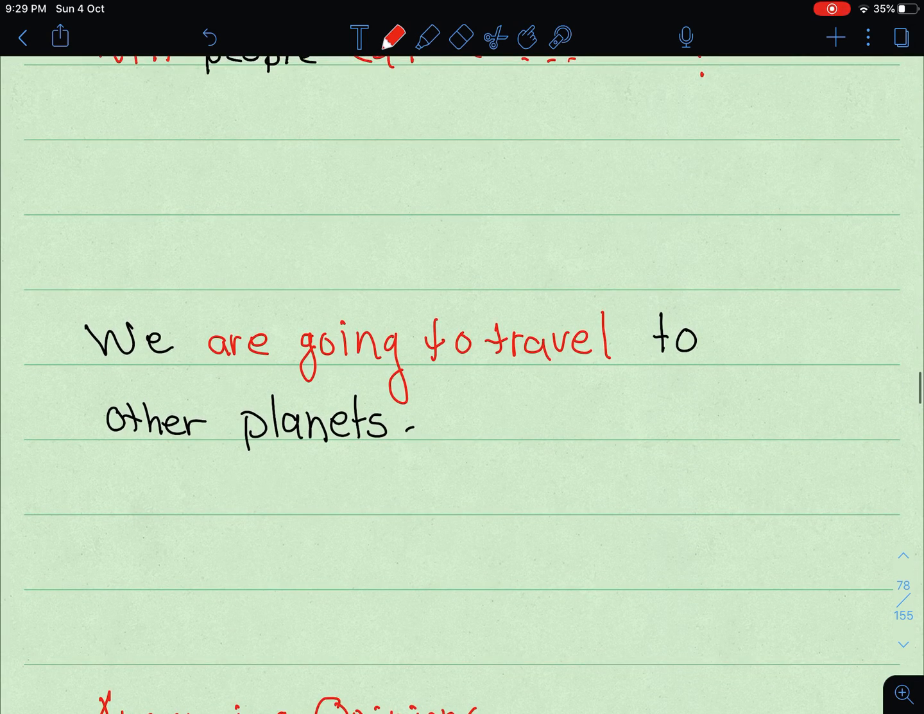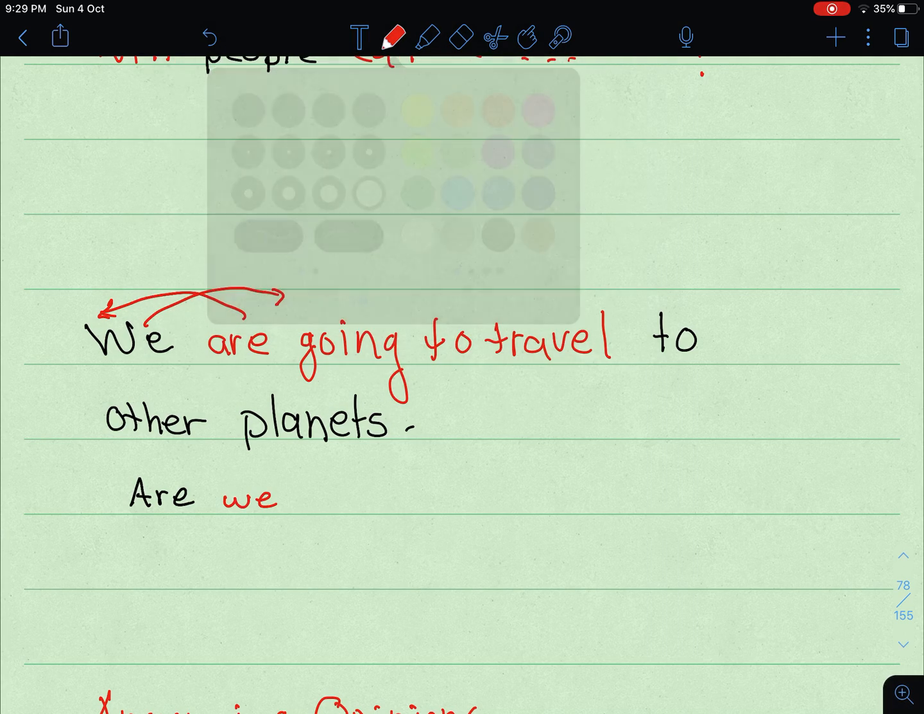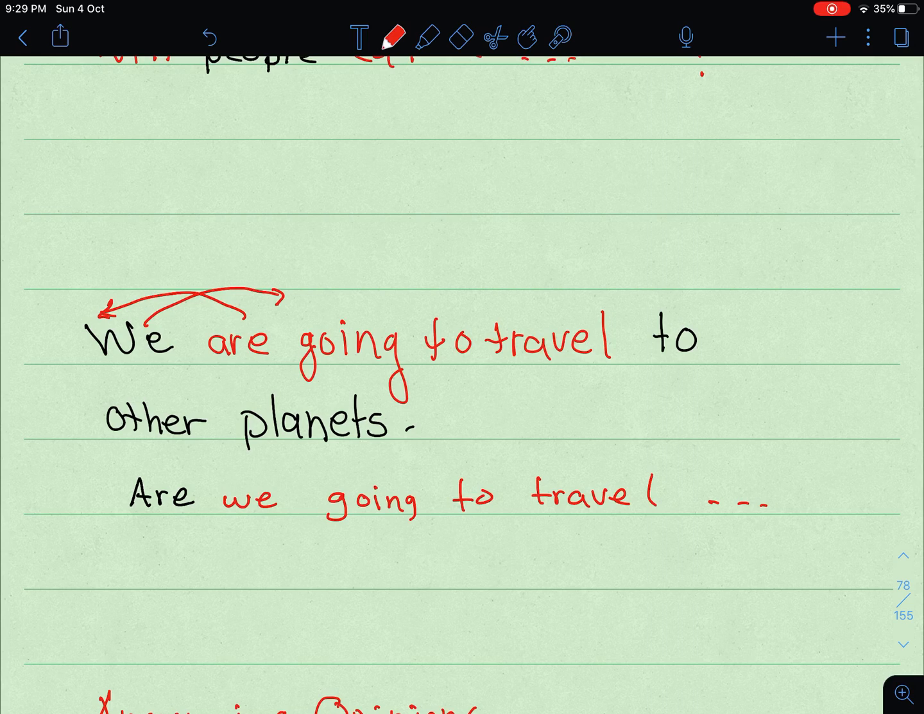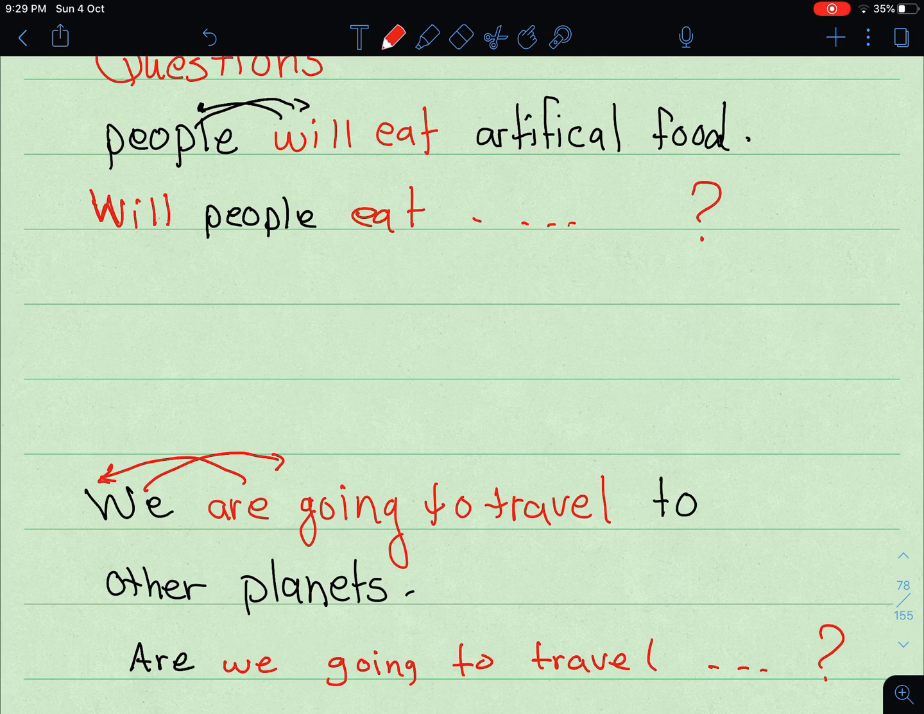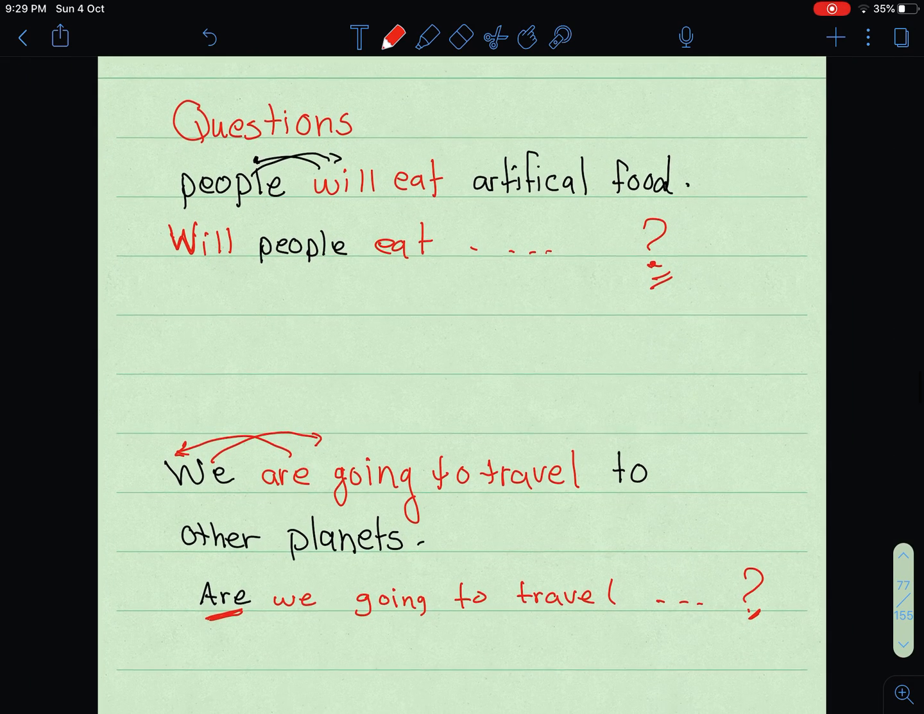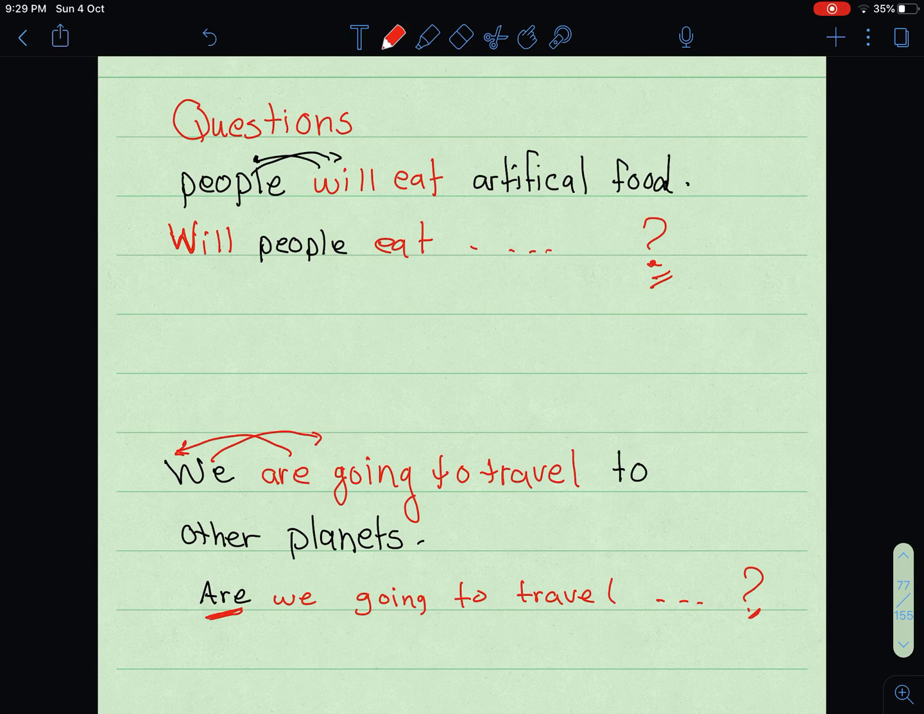Now, we are going to travel to other planets. Here we just change: we start with the verb, so it will be are, are we, and then going to travel to other planets. So this is mainly how to formulate yes or no questions. Of course, don't forget that we should start with a capital letter and end the question with a question mark. This is very important. So this is mainly how to make questions.